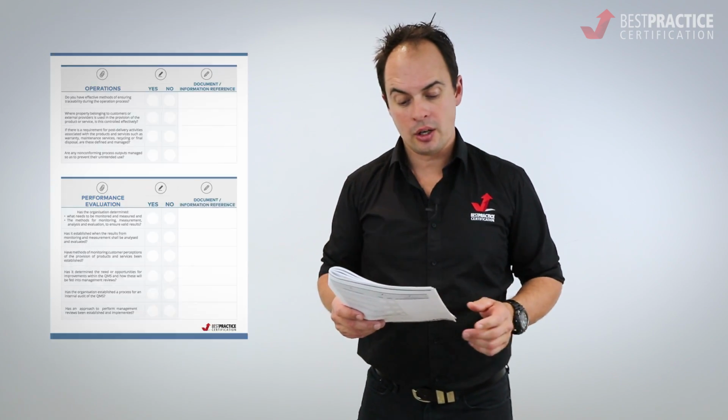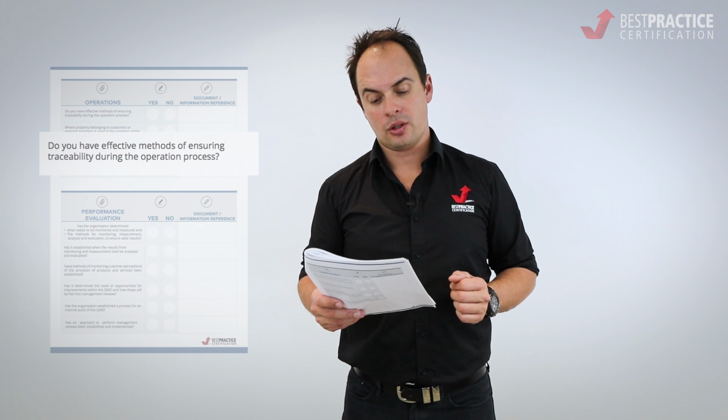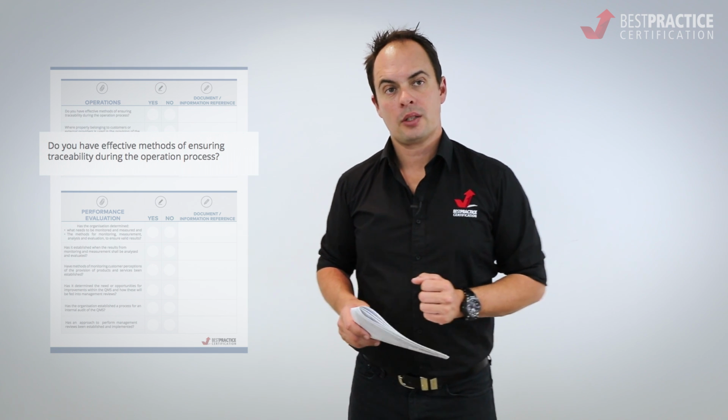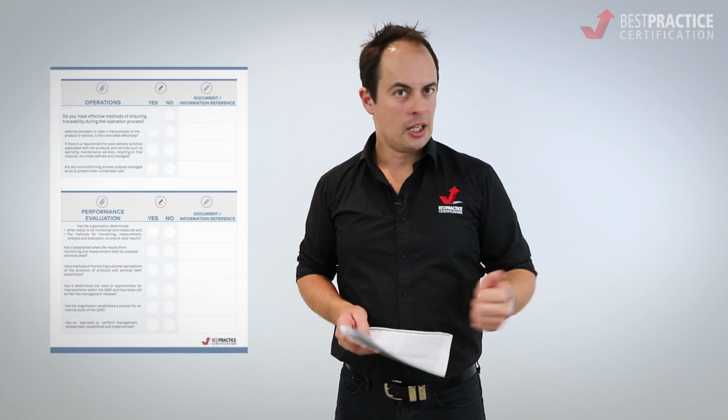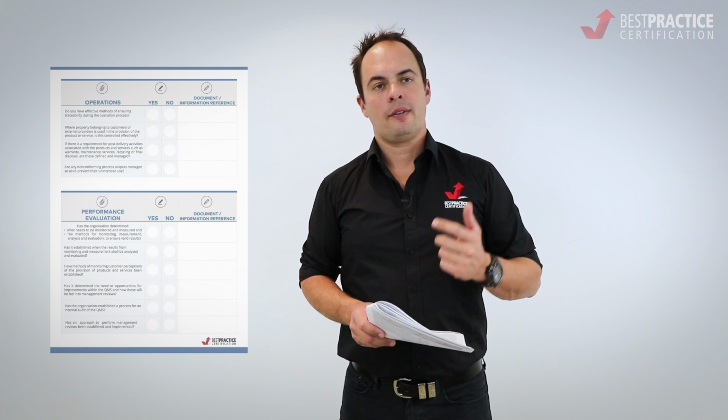Four more questions to go. Do you have effective methods of ensuring traceability during the operational process? Now, batch numbers, tracing numbers, for manufacturing particularly, if you've got issues, if you're manufacturing food or if you're manufacturing parts, how do we know if we need to do a recall? Particularly with motor vehicles, we've got batch numbers and part numbers and traceability so that if there is an issue, it can be recalled and rectified.